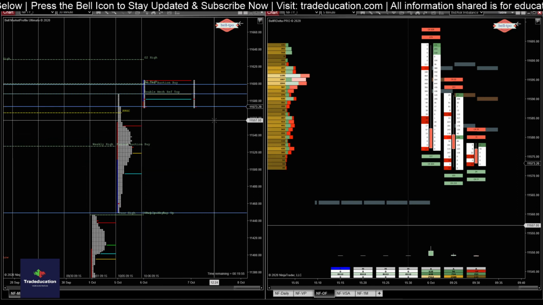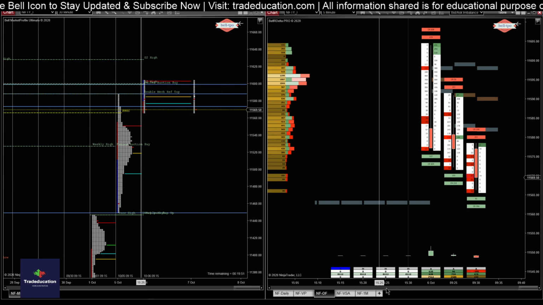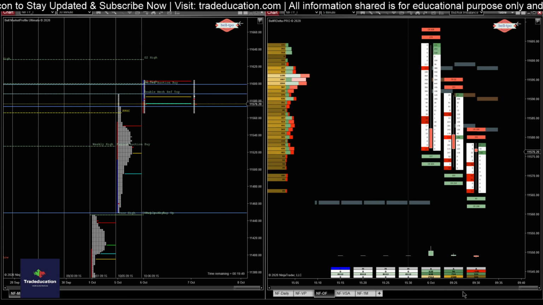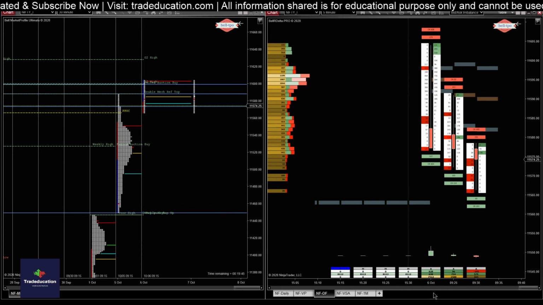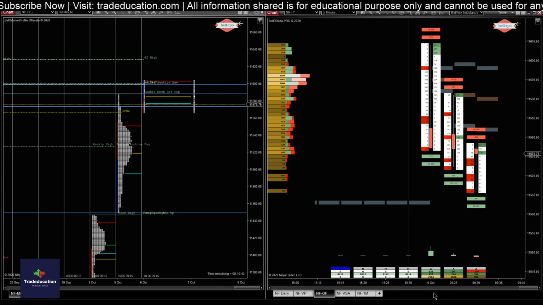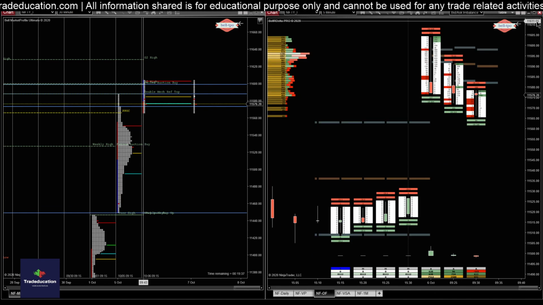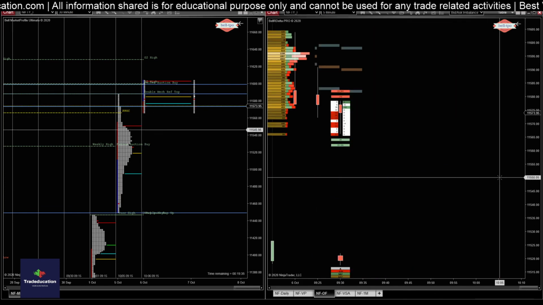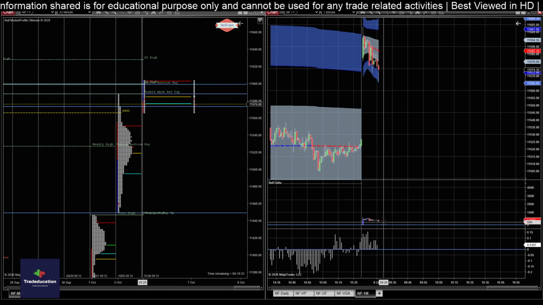Okay, so the low is getting tagged now. Good opportunity to take a short position. Delta has turned negative. So sellers stepping in. The delta is now dropping.